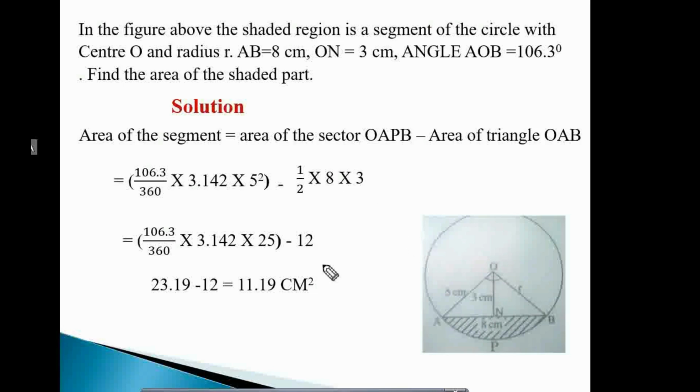You get 12. Then we also have the area of the sector, which is theta over 360 times pi r squared. If you work this out, you get 23.19 minus 12. Then you get 11.19 square centimeters as our answer. Thank you.